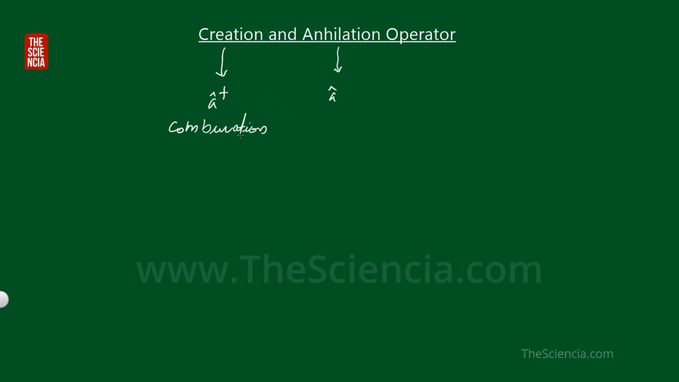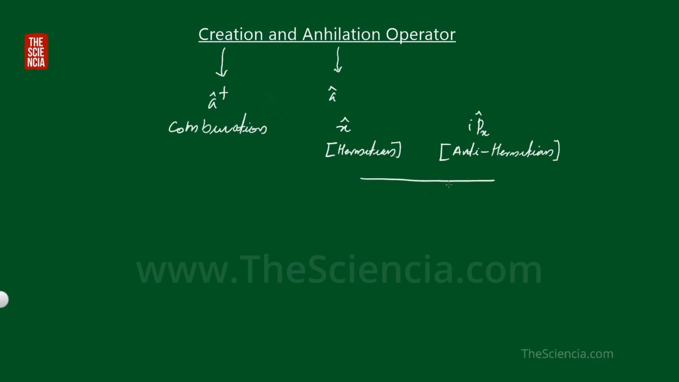a Hermitian and an anti-Hermitian operator, that is x cap and i p x cap. We know x cap is a Hermitian operator, and we know p x cap is also a Hermitian operator, but i p x cap is an anti-Hermitian operator. So the combination of Hermitian and anti-Hermitian operator, one of the combinations is called the creation operator and the other is called the annihilation operator.